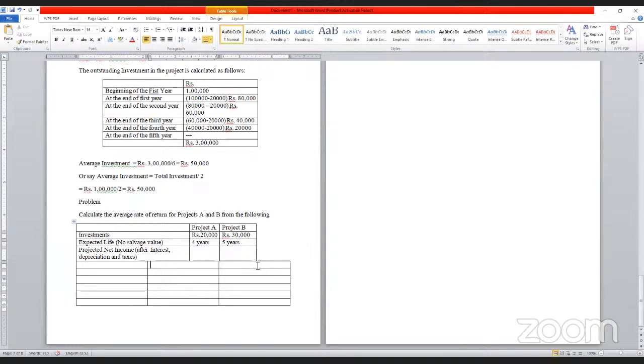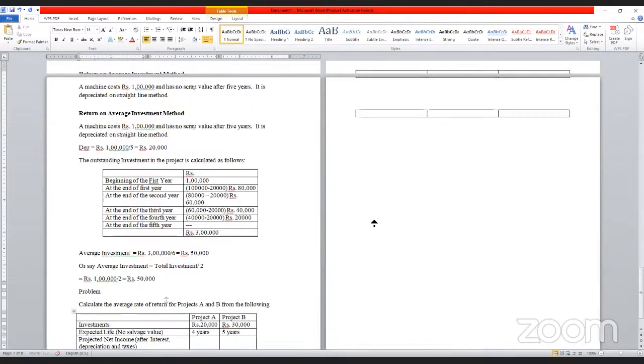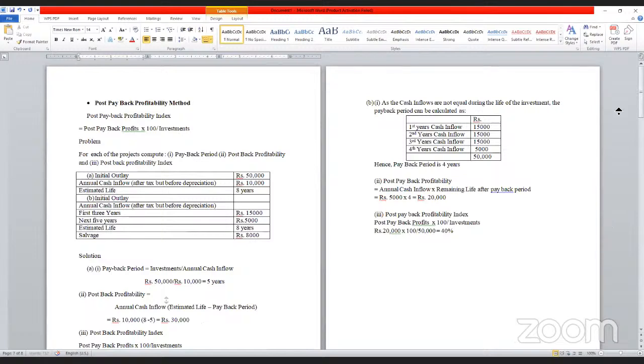Here it is. First column is years. Second column, project A, rupees. Then project B, rupees. Years, we have how many years? Like 5 years: 1, 2, 3, 4, 5.